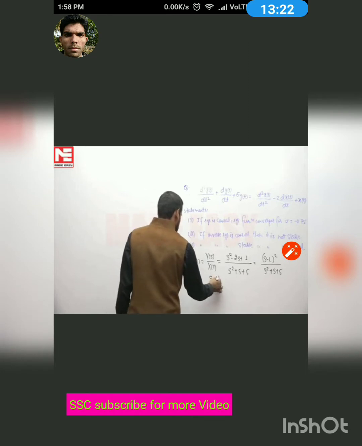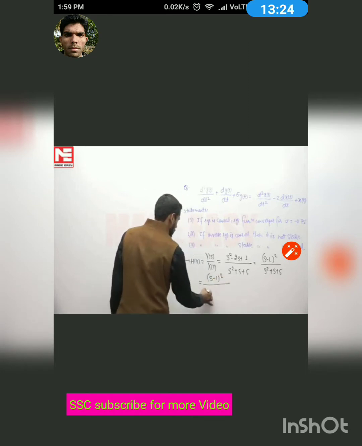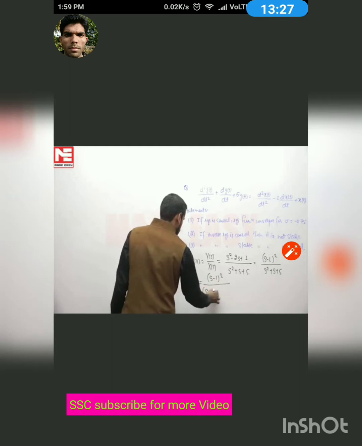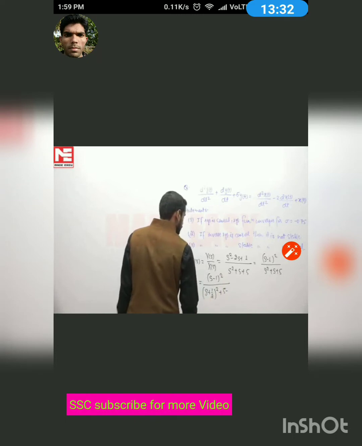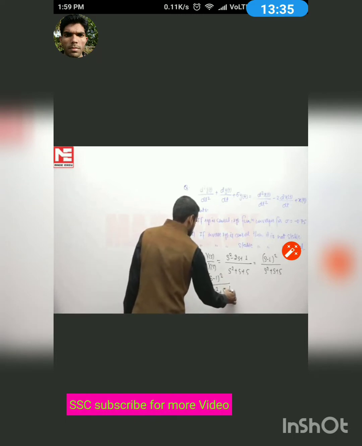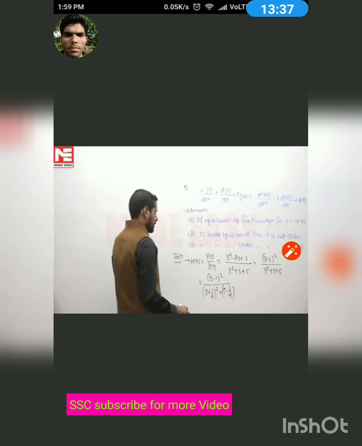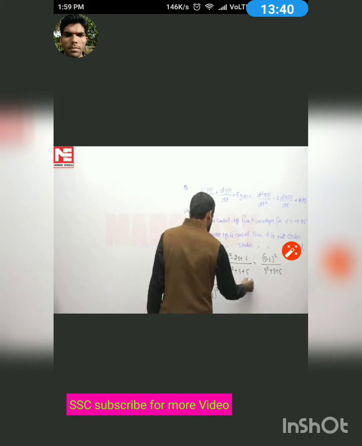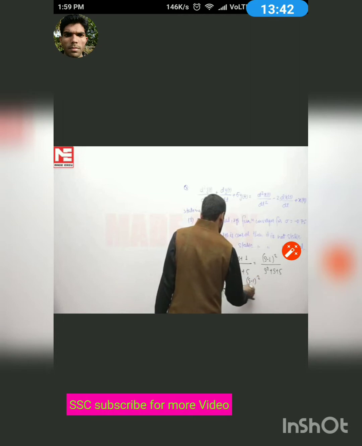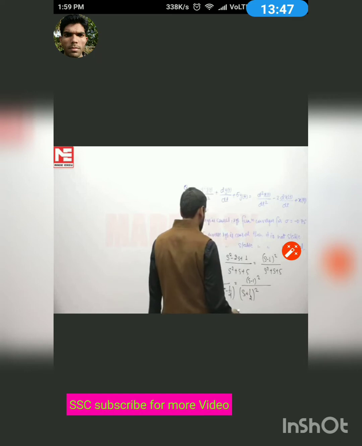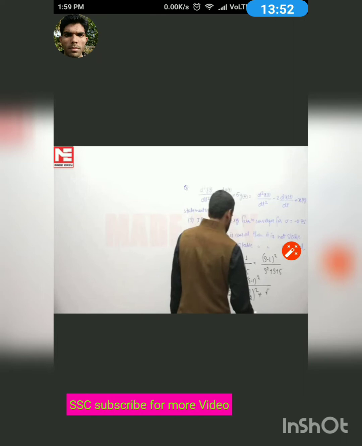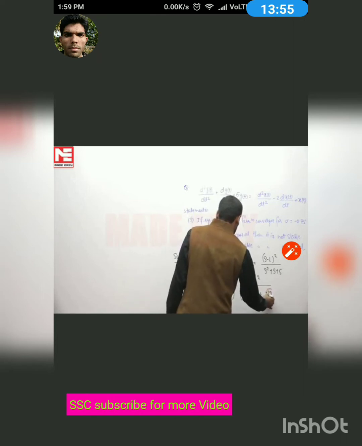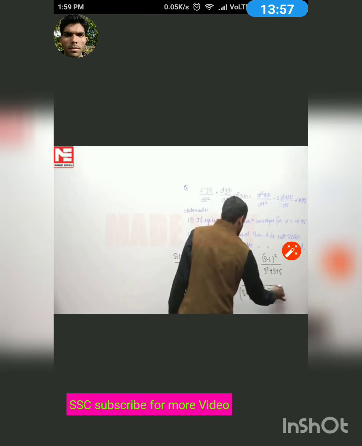We can rearrange the denominator in this form: s plus 1 by 2 whole square plus 5 minus 1 by 4. Now we can write it in this way: s minus 1 whole square divided by s plus 1 by 2 whole square plus root 19 divided by 2 whole square.